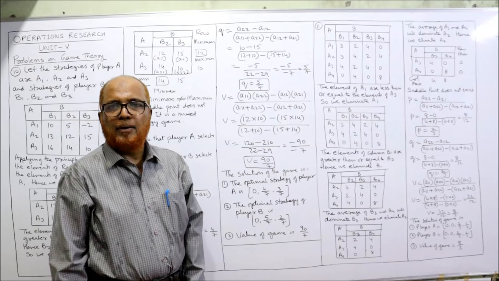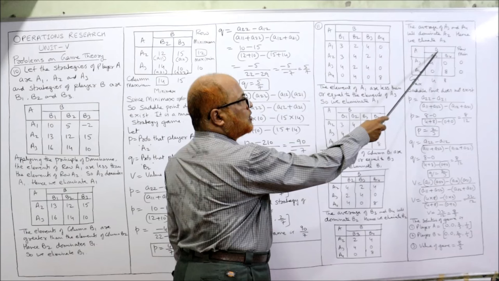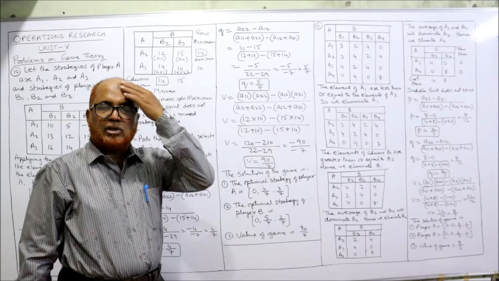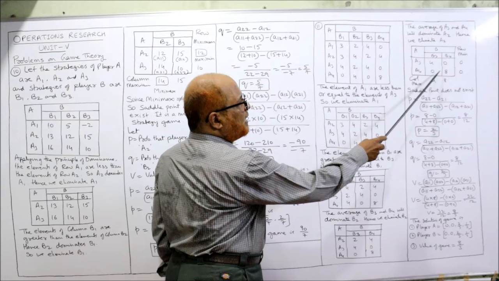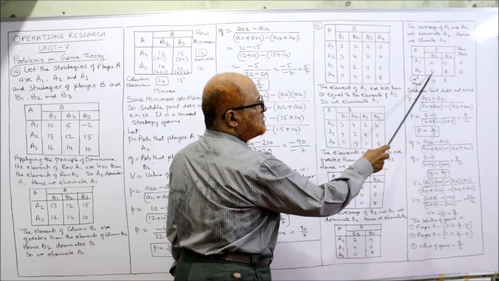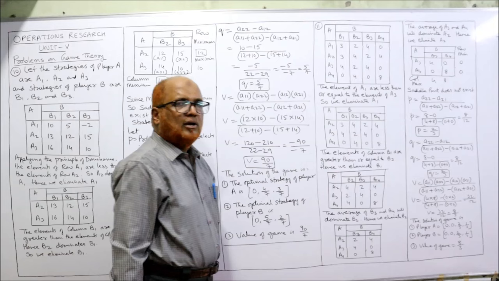P is equal to the probability that player A will select A3. Q is equal to the probability that player B will select B3. And V is equal to the value of the game. So the formula for P is A22 minus A21, that means 8 minus 0, divided by 4 plus 8 minus 0 plus 0. So 8 divided by 12, 2 by 3. 2 by 3 is the value of P.